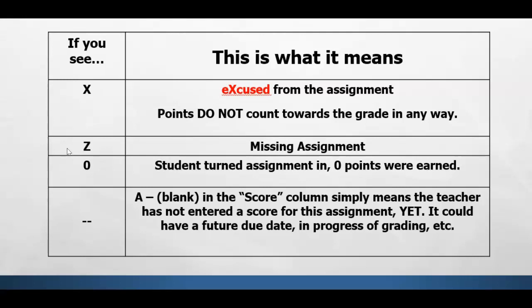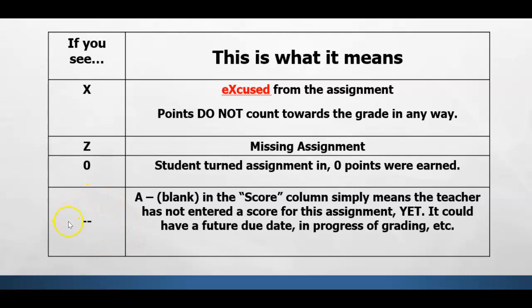Work not turned in is also displayed as a Z, and this is a great time to inquire if the teacher takes late work. So if you see that Z, it is an indicator to either complete it as absent work or reach out to the teacher. If you see a 0, that indicates that the student turned the assignment in and 0 points were earned.